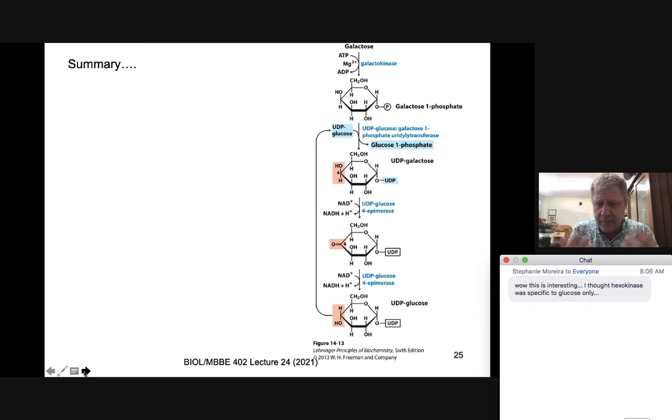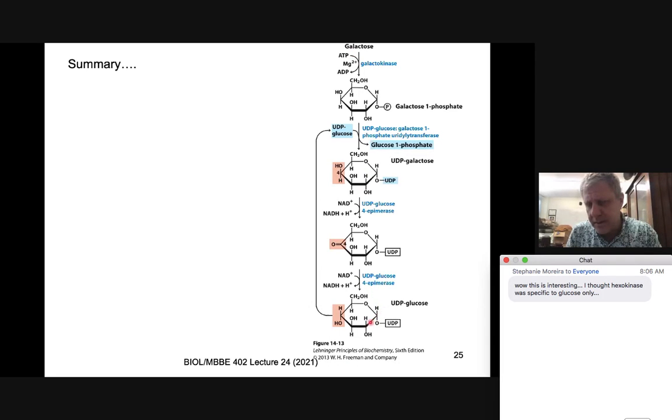So let's have a little bit of a summary in regards to what we've seen. This should have been in the previous slide. In regards to the galactose, so let's go back. Sorry, my mistake. That lactic acid one should have been the next stage. But so let's have a look at the summary of the galactose metabolism to produce the UDP glucose.